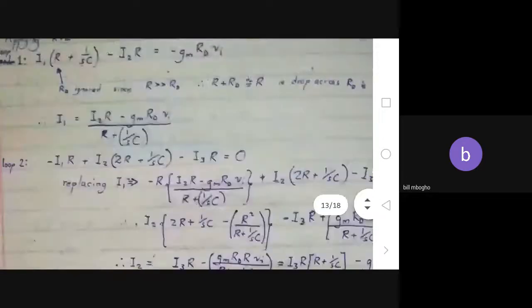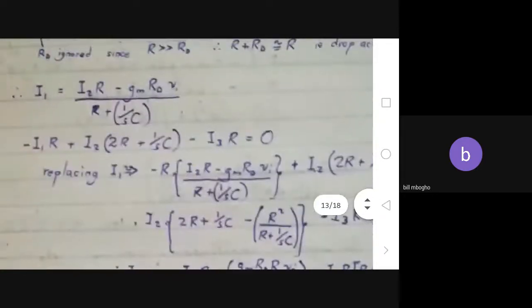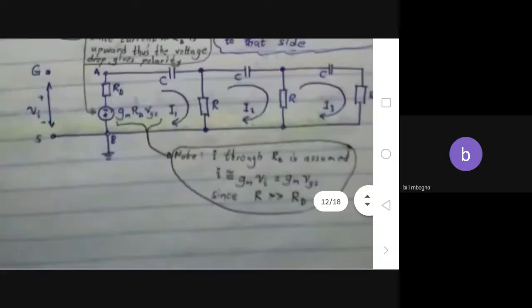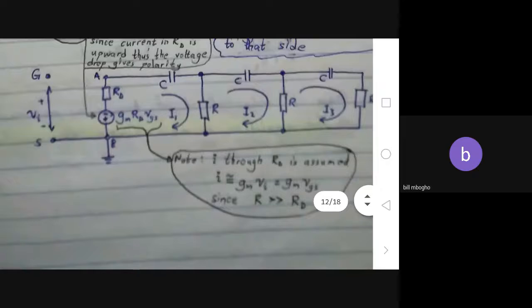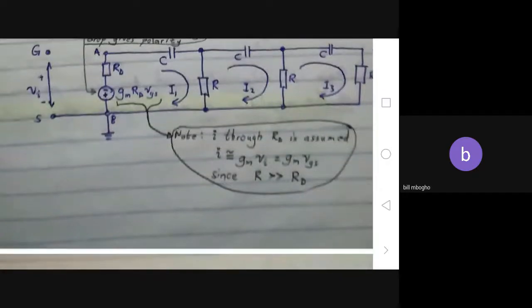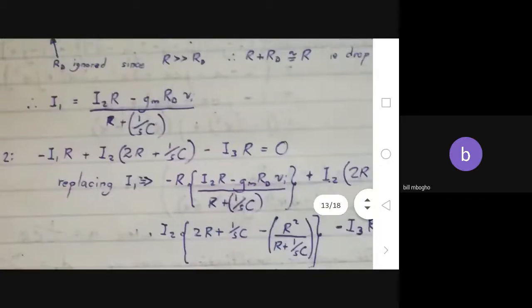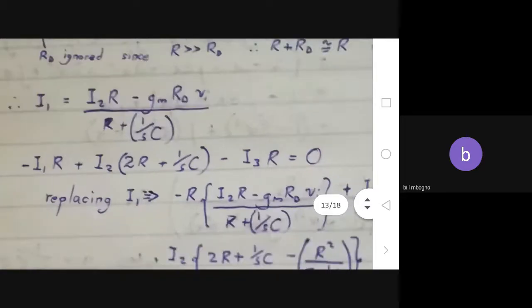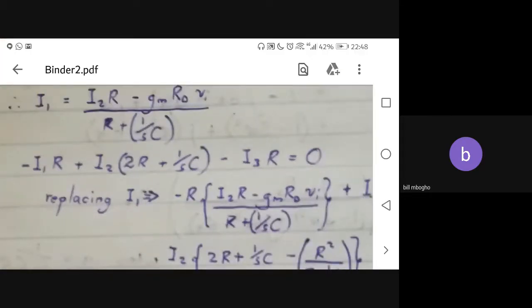That's here, the middle part. And then the other part will have minus I1 and R. And then the other R on the right will also have minus I3. And you equate all that to 0. And then you replace I1 in that equation.